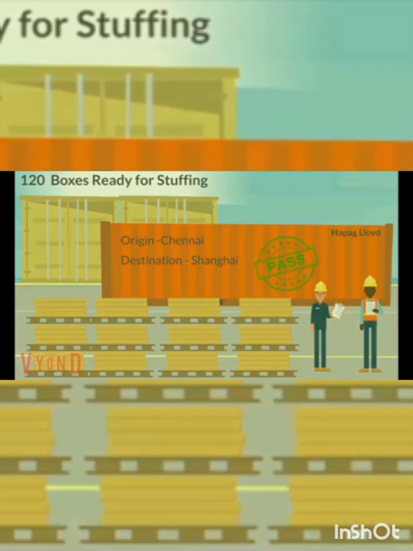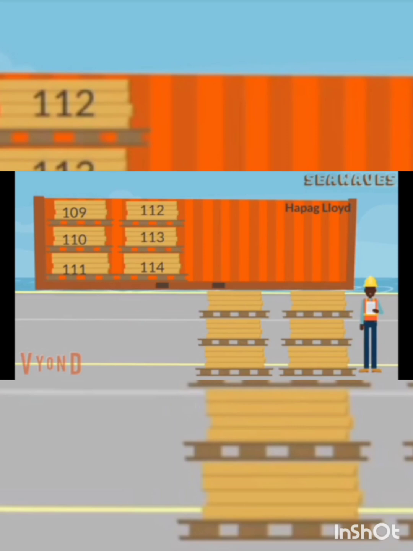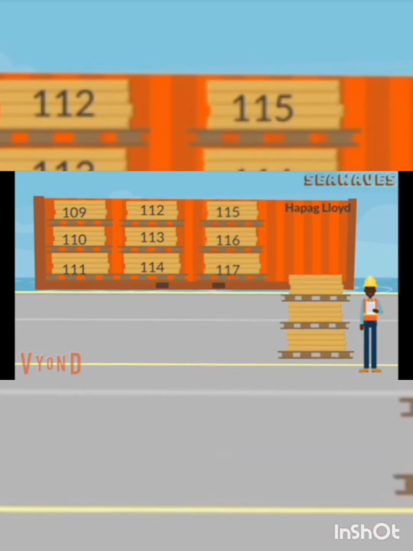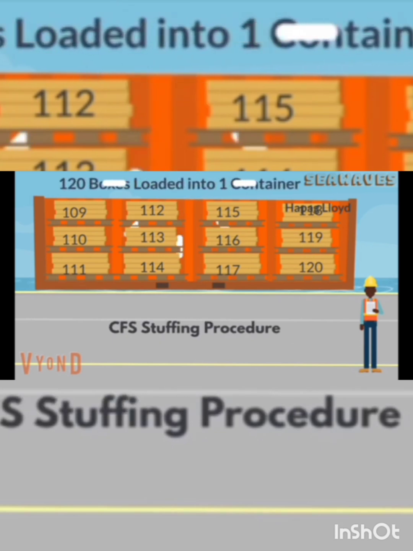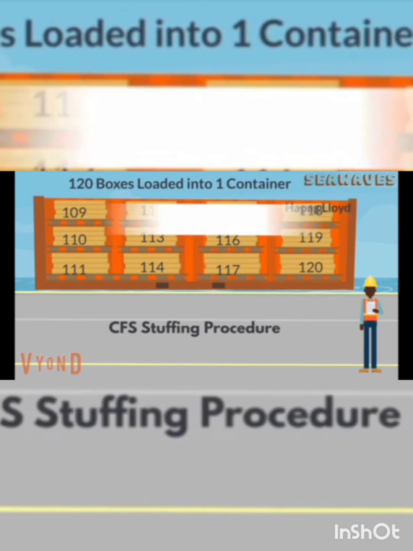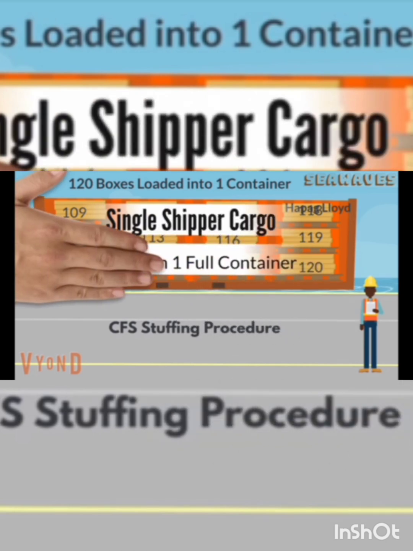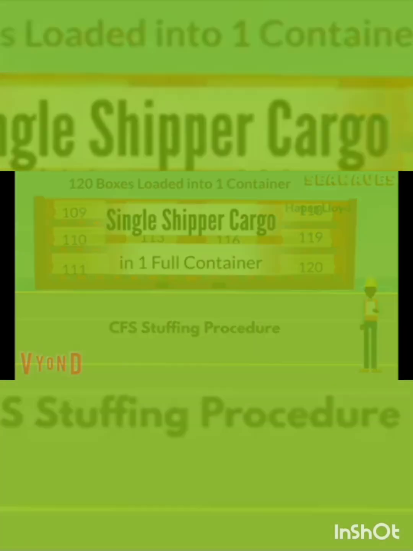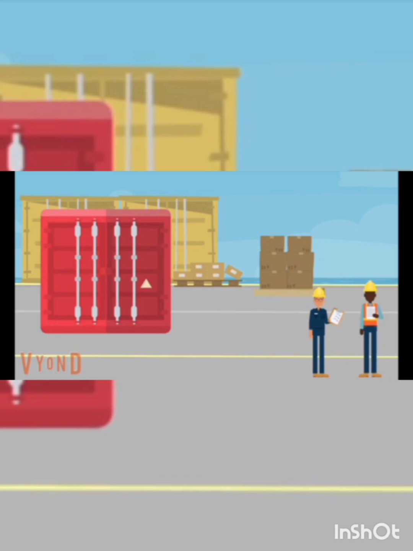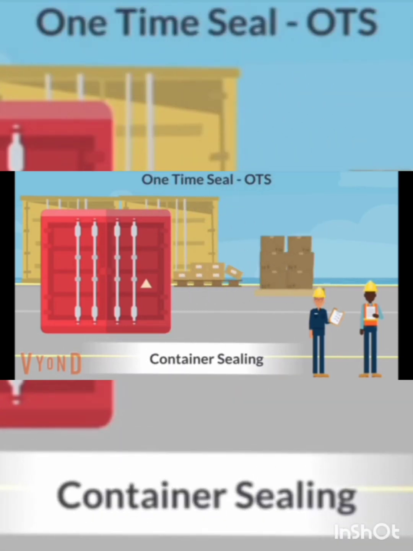So CFS staff assign the laborers to load 120 boxes into the container, so that the goods can be transported. This is the CFS stuffing procedure. Also, in FCL container stuffing, a single shipper's cargo goes in the full container, so that the container can be transported to the concerned department without any hesitation. The serial number should be mentioned in the bill of lading.